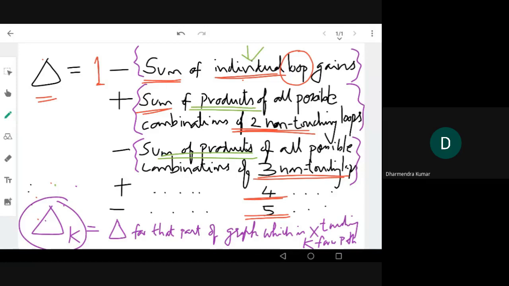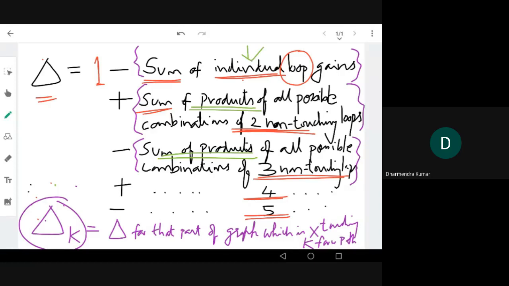Okay, so again I'll just review p. What is p? P is the forward path gain. And what is pk? The same, the forward path gain for the kth forward path. Okay, so p1, p2, p3, p4, up to pn, that is the forward path gain of the nth forward path, right? Forward path we have seen.